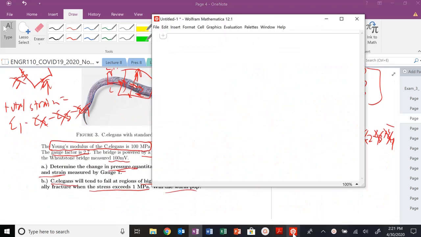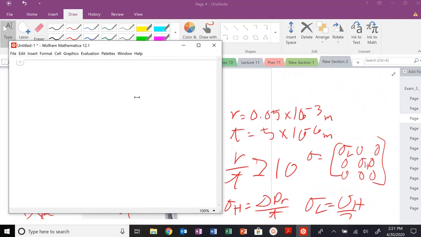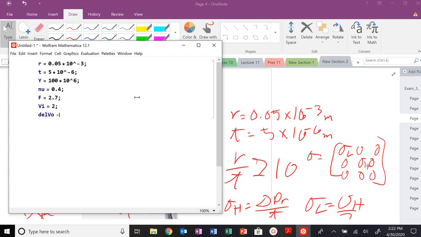So let's go ahead and start to plug in and assign some values. We said that our R is equal to 0.05 times 10 to the minus 3. My T is equal to 5 times 10 to the minus 6. Our Y was equal to 100 times 10 to the 6. Our nu was equal to 0.4. Our F, the gauge factor, was 2.7. VI was equal to 2 volts, and our del V naught is 100 millivolts. And there we go.